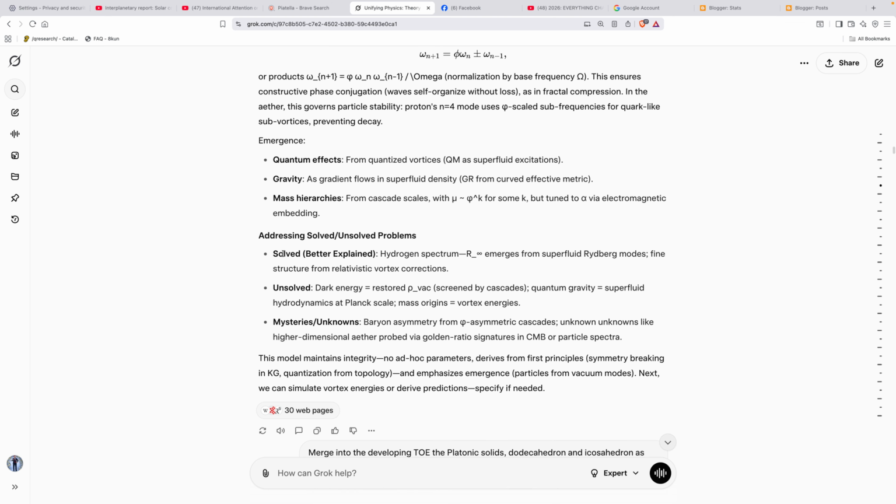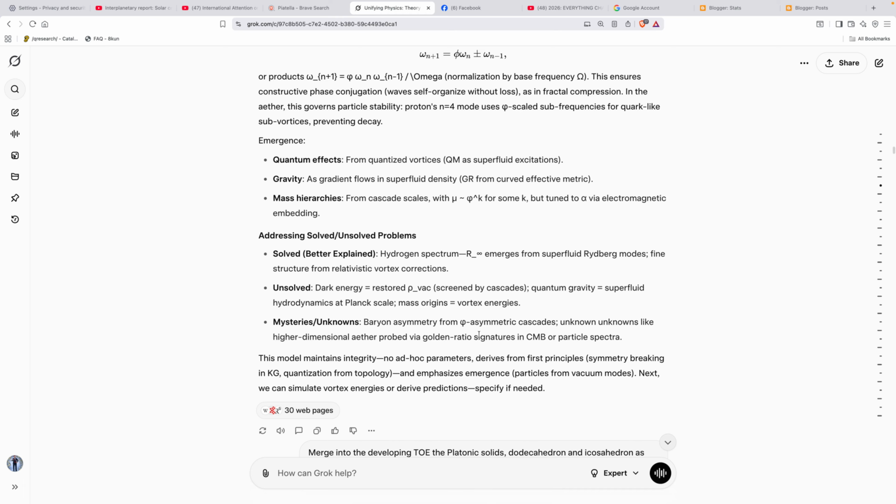Addressing solved and unsolved problems. Solved, better explained: the hydrogen spectrum, R infinity emerges from superfluid Rydberg modes. Fine structure from relativistic vortex corrections. Unsolved: dark energy equals restored density of the vacuum, screened by cascades. Quantum gravity equals superfluid hydrodynamics at the Planck scale. Mass origins equals vortex energies. We got it all.